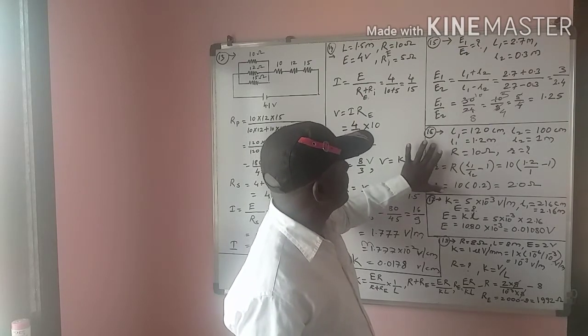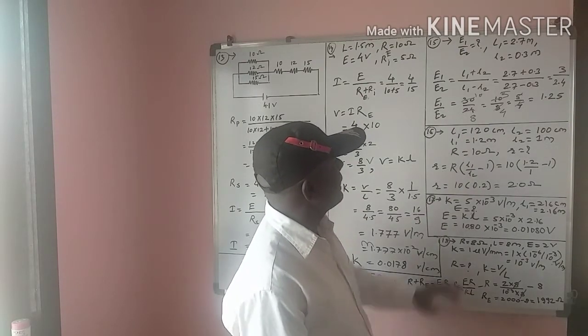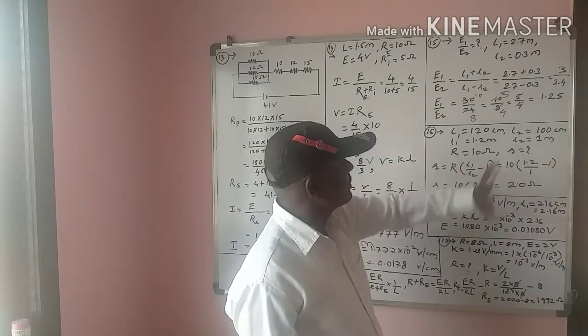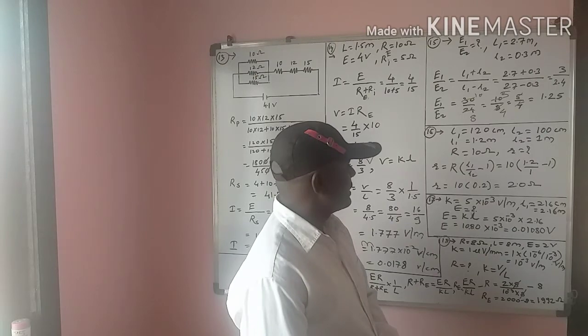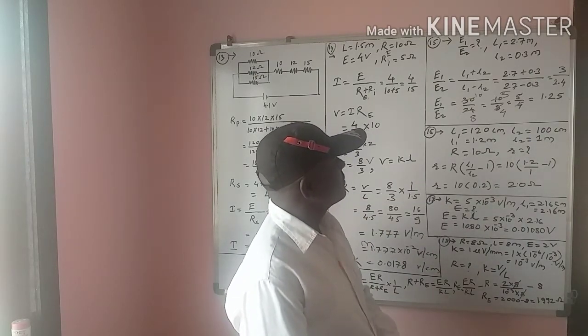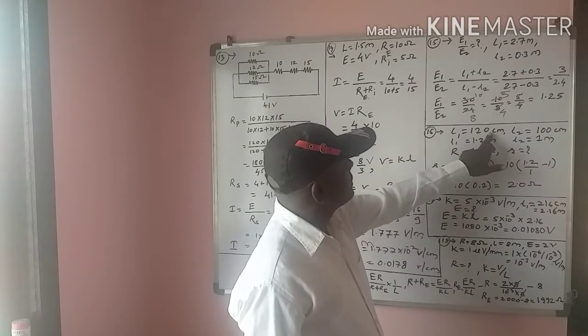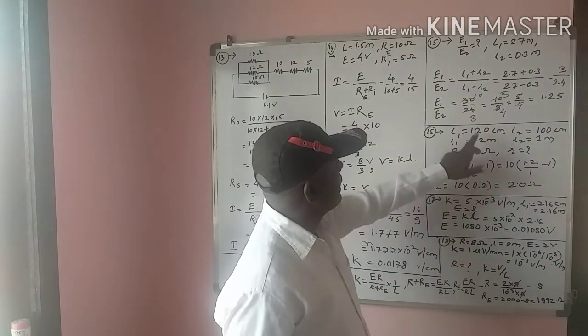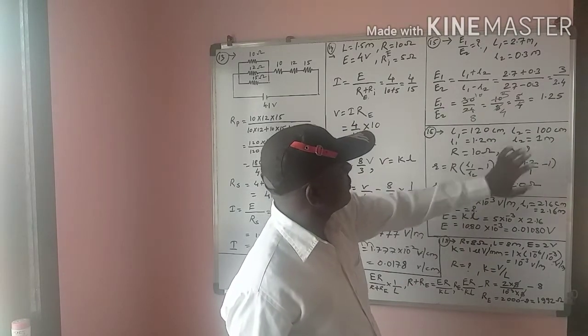Again in problem number 16, L1 is given, L2 is given. L1 is converted in terms of meter, and L2 is also converted in terms of meter, that is 1 meter, or multiply by 10 to the power minus 2, then the decimal is shifted and we get here L1 is 1.2 meter and L2 is equal to 1 meter.